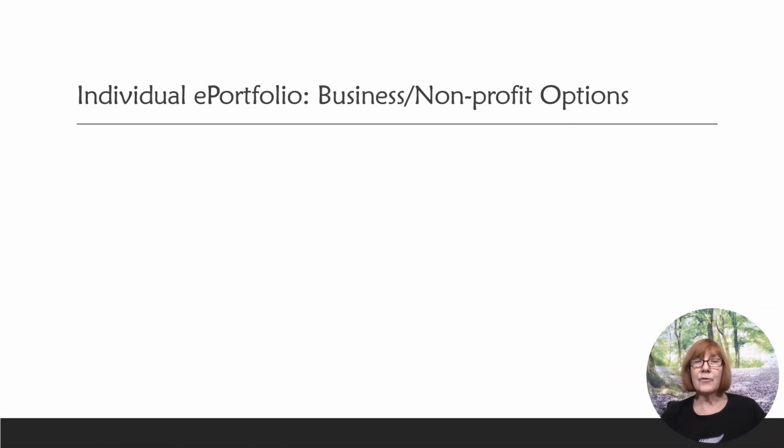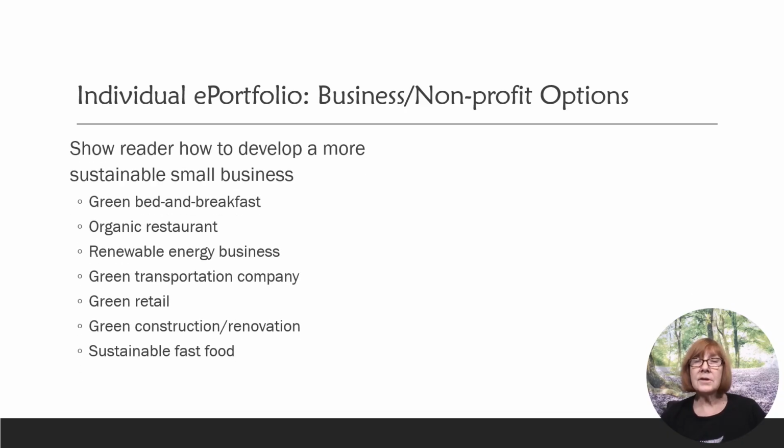Some ideas for the business or nonprofit. Now remember, you'll be explaining to the reader how to develop a more sustainable small business using the sustainable strategic planning tools. Pick one type of business or nonprofit that you are interested in. Some examples can include a green bed and breakfast, an organic restaurant, a renewable energy business, or some of the others that are listed here. This is not a comprehensive list.